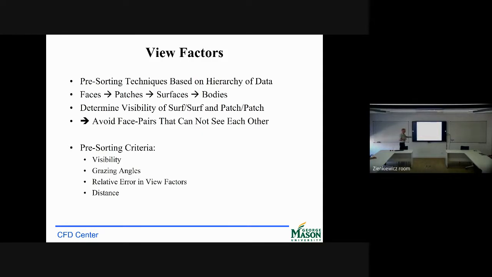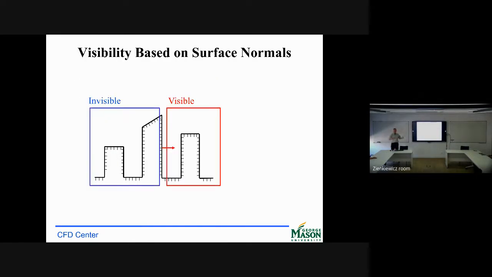Okay, and so you try to avoid the phase pairs that cannot see each other. There are a number of sorting factors. One, for example, is visibility. I know that if this is a flat surface and it has a normal, then everything behind it is invisible. There's no ray that can go from one side to another. So I can avoid a lot of extra work by doing that.